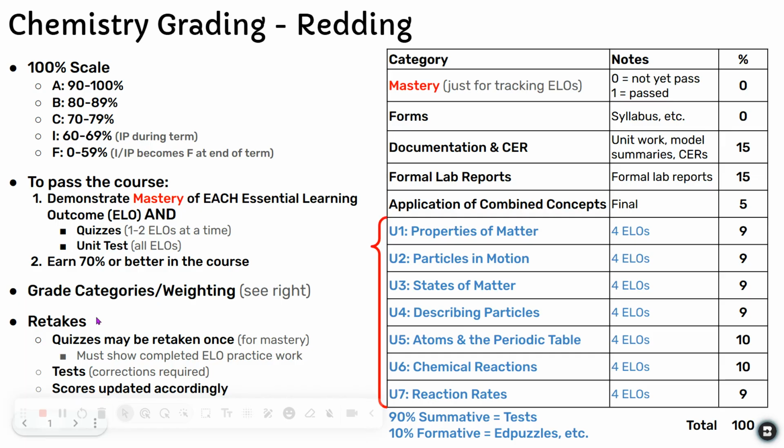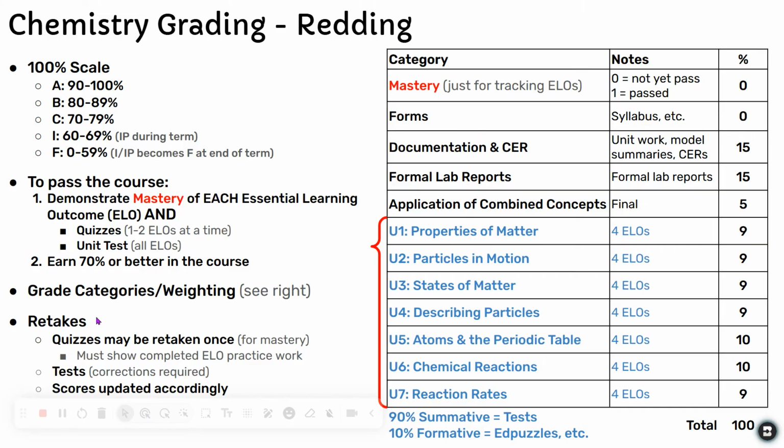Then we get to the unit content, which each of them will have approximately 4 ELOs. You can see our 7 units there, and that each has a relatively equal contribution to the grade with respect to percentage. Now my example will be for Unit 3.